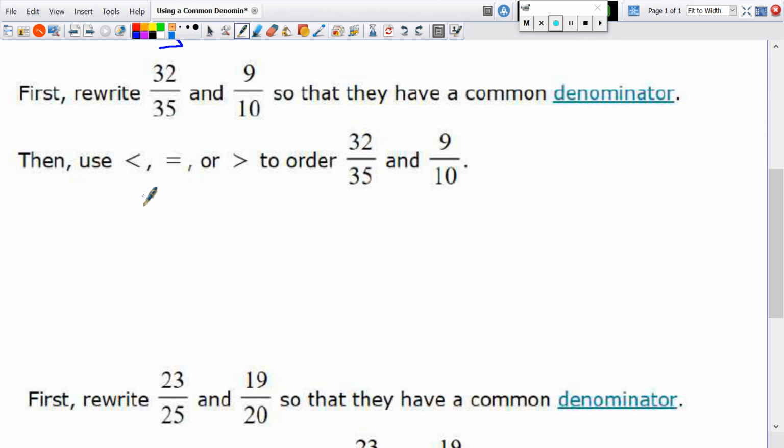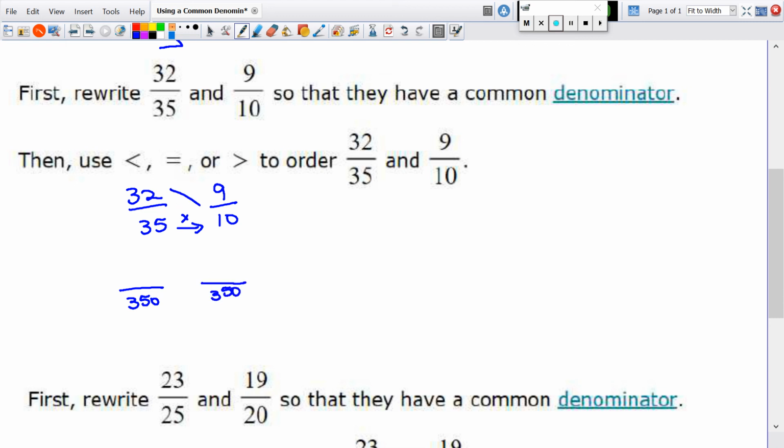Okay, so again, here's what we did. I took the two fractions and I wrote them side by side so I could work with them. The denominator, the bottom, is multiplied. So 35 times 10 is 350. I put that for both of them.